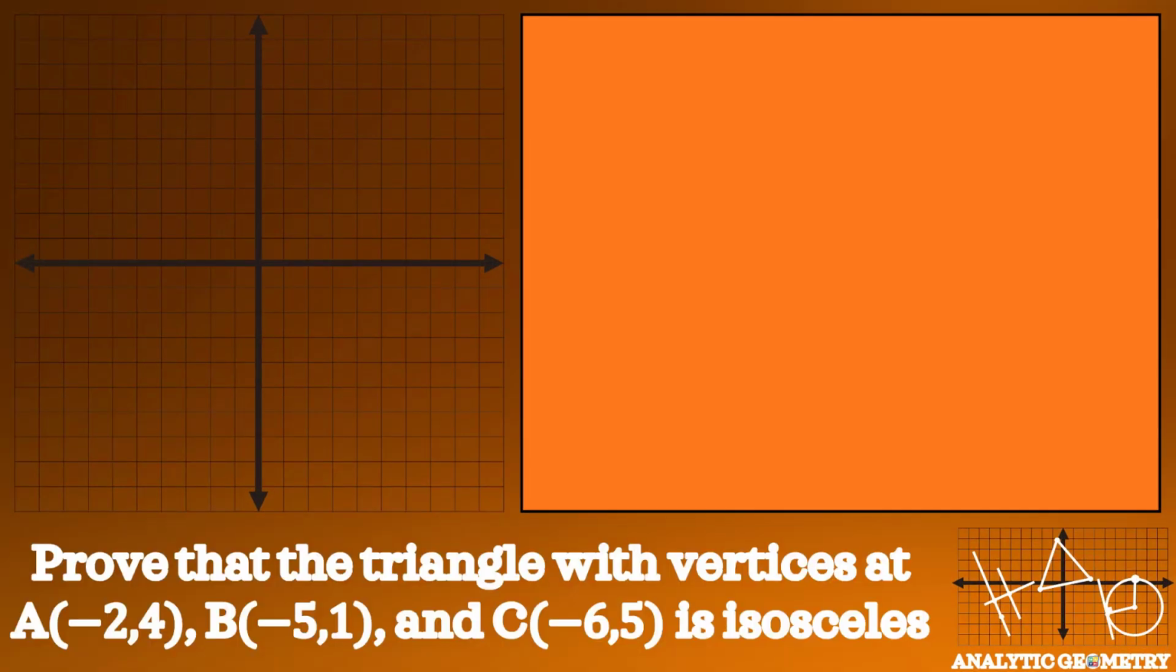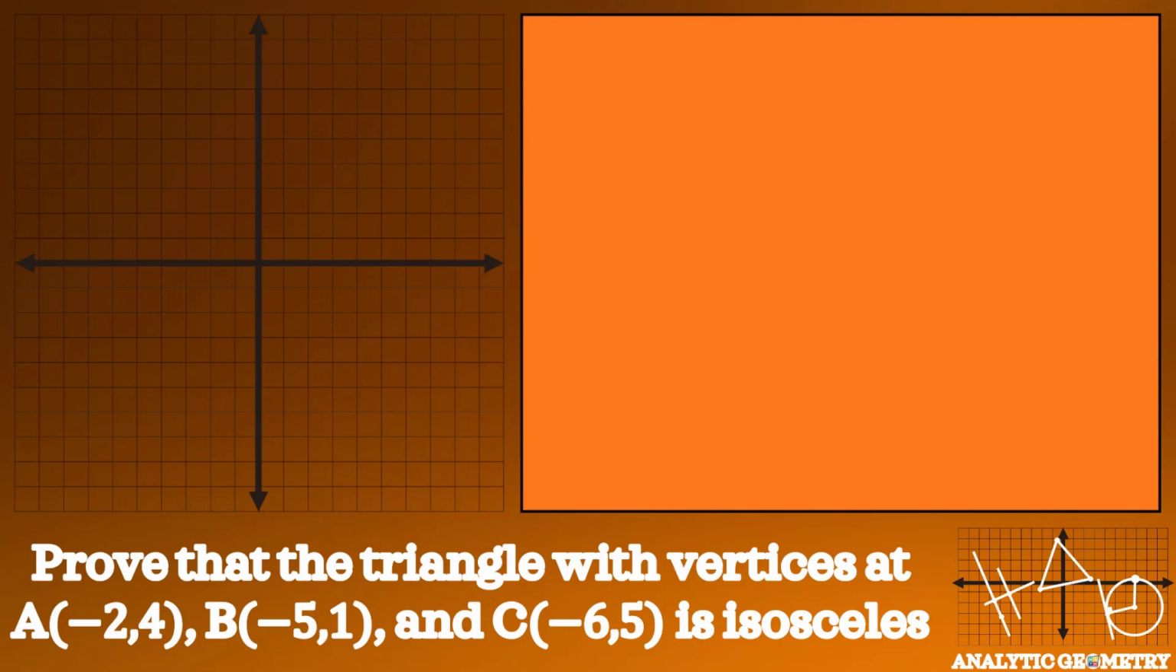Welcome to a new AG session all about analytic geometry. This time, we are going to prove that a triangle that can be formed using the points A (-2, 4), B (-5, 1), and C (-6, 5) will be forming an isosceles triangle.